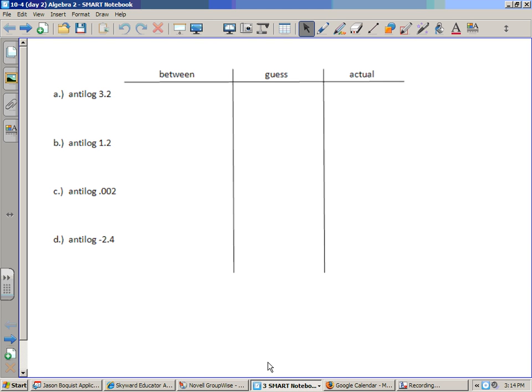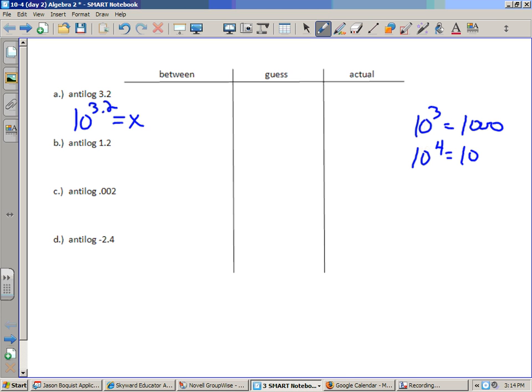So in logs, you're solving for it. Here it's saying, here's the answer, here's the exponent. And so basically, this problem is saying 10 to the 3.2 equals what? So you see how that's different. It's not asking for the exponent this time. It's actually asking for, kind of where does that fit in? And obviously, it fits in between 10 to the third and 10 to the fourth, right? And 10 to the third is 1,000. 10 to the fourth is 10,000, right?